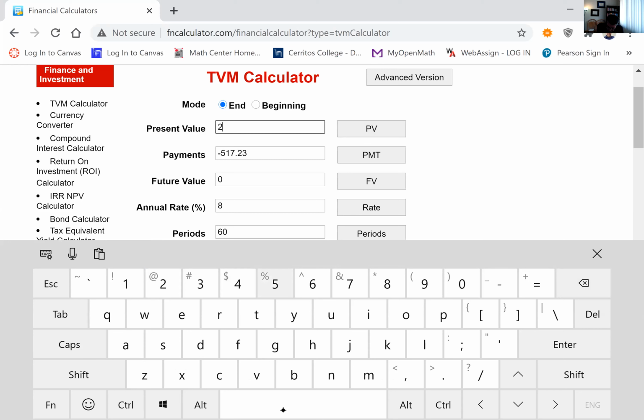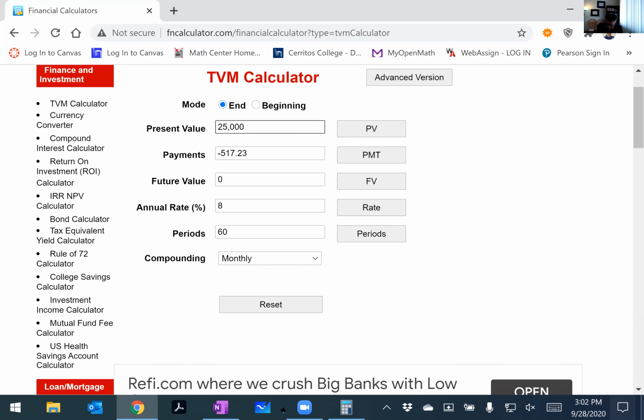So let's do 25,000. I don't know, yeah, we'll just do 25,000. Let's get a cheaper model, and now let's see what the payment is. Look at that. By choosing a cheaper model, I was able to drop my payment $100 a month. Isn't that kind of interesting?